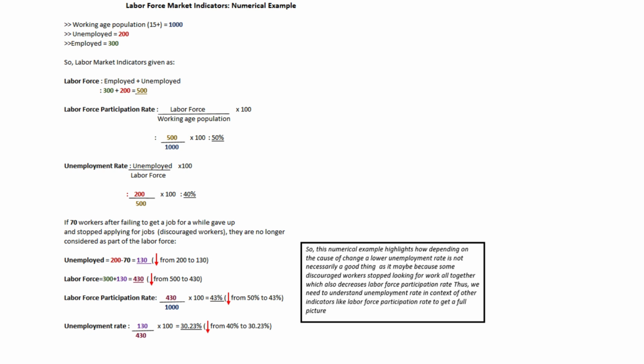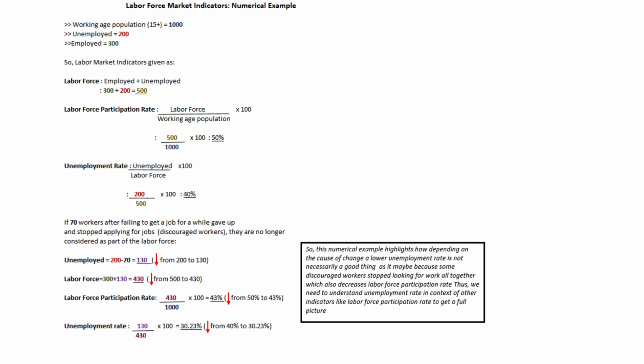Now, for the unemployment rate, we see that the numerator and denominator both go down. Instead of 200 unemployed, we have 130 unemployed, and instead of a labor force of 500, we have a labor force of 430. So both the numerator and denominator, when calculating the unemployment rate, decrease. And overall, we see the unemployment rate decreases from 40% to 30.23%.